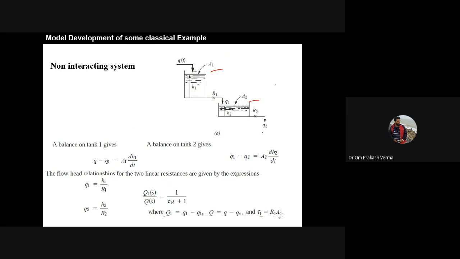So how are we going to develop the model? For the first tank system, in minus out is equal to accumulation. This is the equation I told you on the first day. In volumetric flow rate, rho was also there, but that will cancel each other.